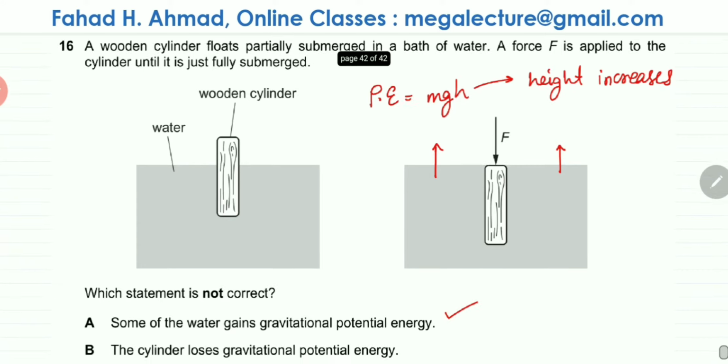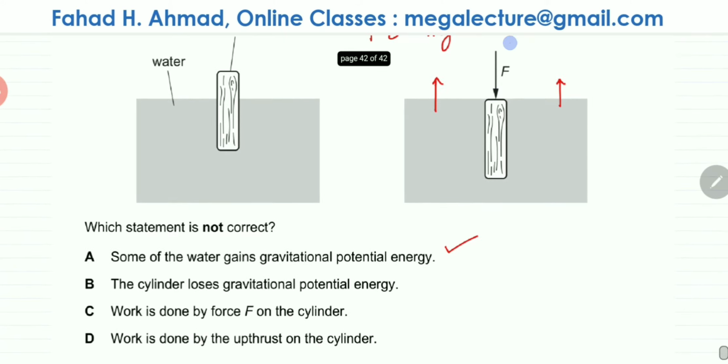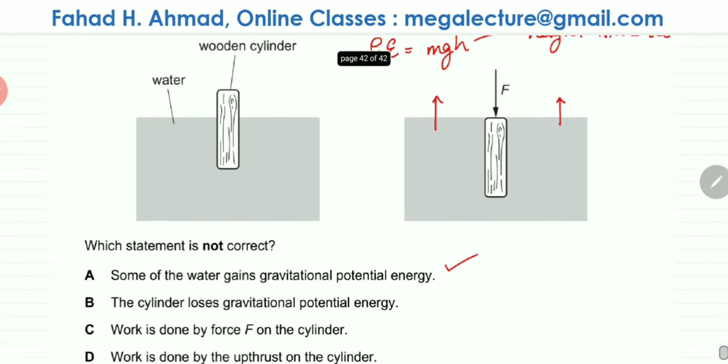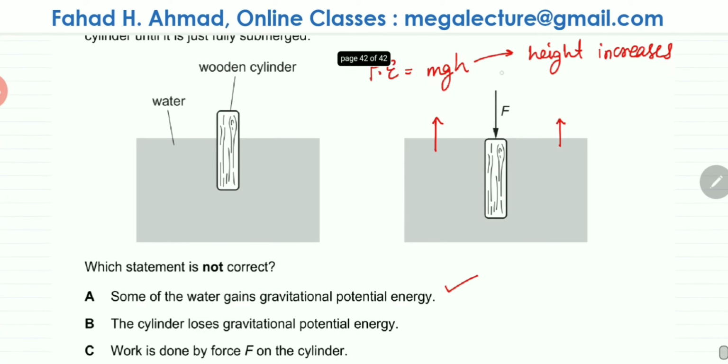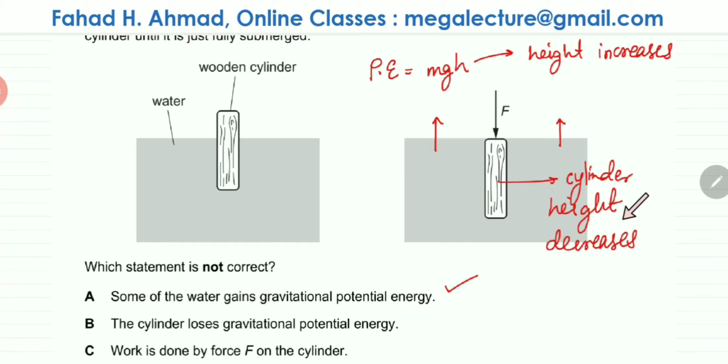Let's focus on the next statement, which is that the cylinder loses gravitational potential energy. So again, look at the same formula. If you focus on the cylinder now, you're pushing the cylinder downwards. So the cylinder is losing height. Its height is going to decrease. And if this cylinder's height decreases, mgh, the potential energy, is going to decrease. So the second statement about potential energy of the cylinder is also definitely correct.